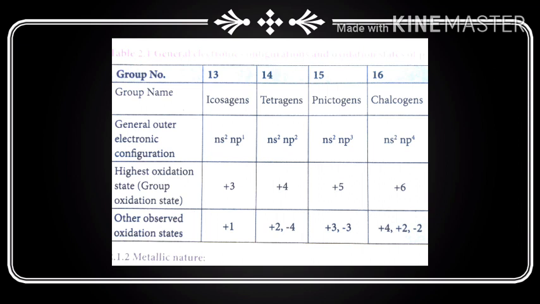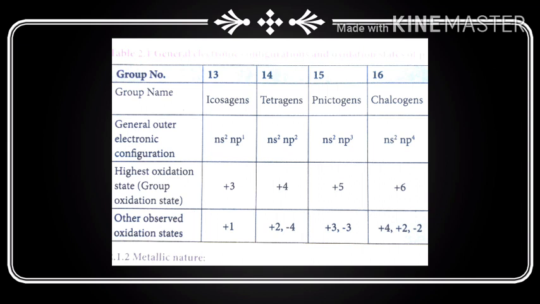I'll repeat once again. In the 13th group, the electronic configuration is ns2 np1. Starting from boron, boron is able to form the +3 oxidation state, that is, the 3 electrons are involved in the bonding. When you move down the group, thallium can form +3 as well as +1 oxidation state. But in that, the +1 is more stable than the +3 oxidation state.